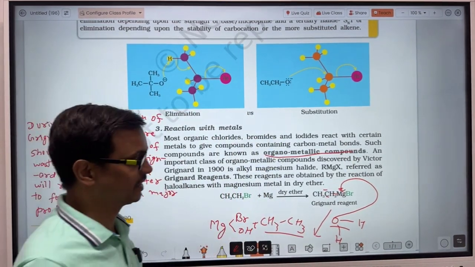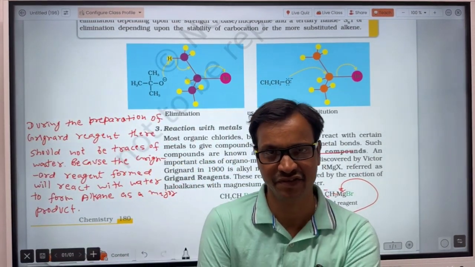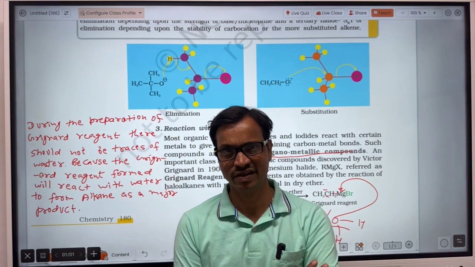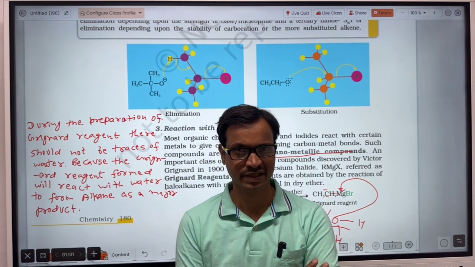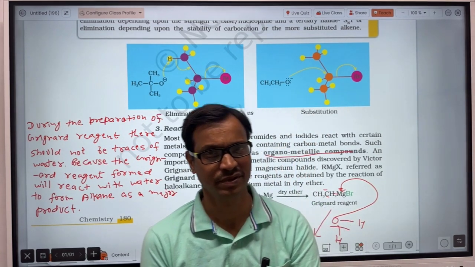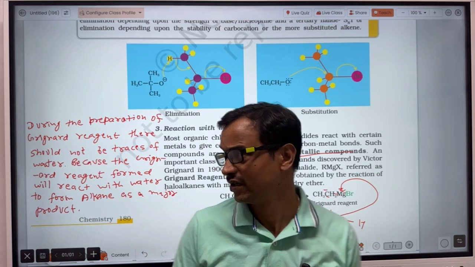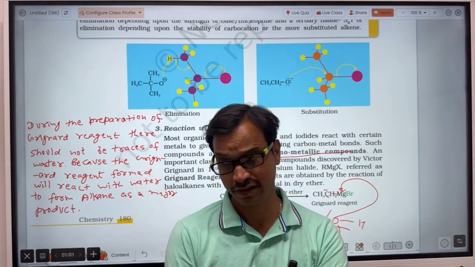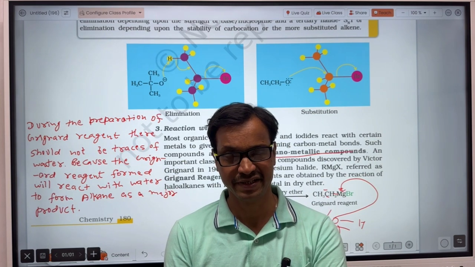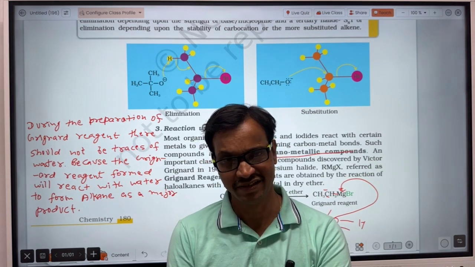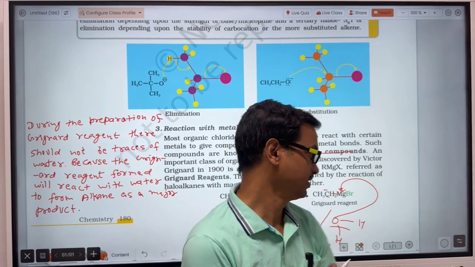The second question, which is more important for the NEET examination and the JEE Main examination, is why, during the preparation of Grignard reagent, there should not be traces of water. So you should know, and there will be a reason. One of them is that the Grignard reagent will react with water and there will be formation of alkane as a major product. So that is here.